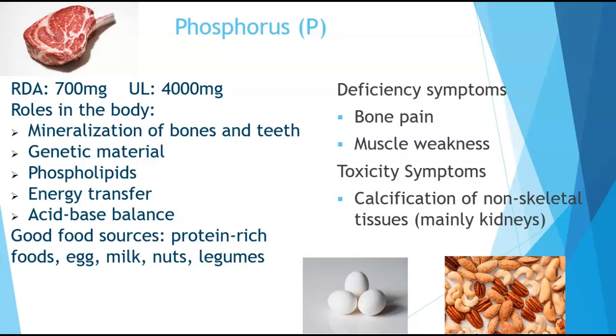Good food sources are foods that provide a lot of protein. So egg, milk, nuts, legumes. And if you're deficient, you can feel some pain in your bones or muscle weakness. And if you have too much, it deposits calcium stones in non-skeletal tissues. So instead of having calcium deposited into your bones, it may be underneath your skin, or it could be in your kidneys. It can be anywhere but bones, and that's if phosphorus is high.